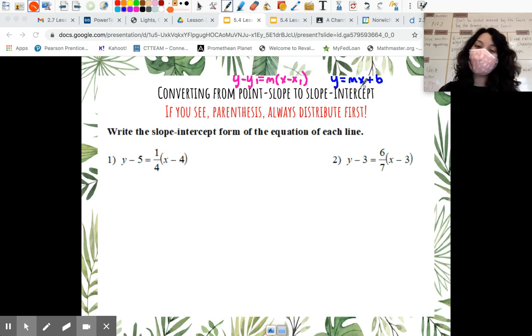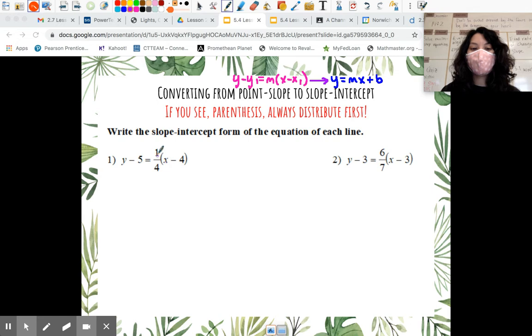So if you compare and contrast these two equations, you can see that point slope form has a term near the y variable, and there's this parentheses where the x is. So there are a couple things that we need to adjust in order to turn the equation that looks like this into something that looks like this. We need to get rid of the parentheses. If we see parentheses, we always distribute first, and then we get rid of the term that's near the y by adding or subtracting it to both sides. So take a moment to copy both of these down.